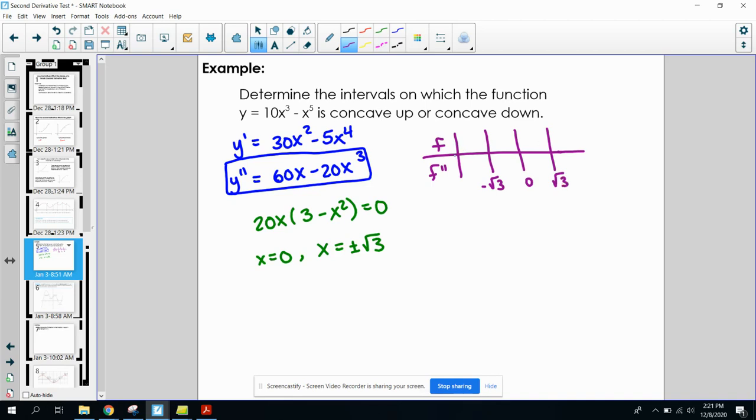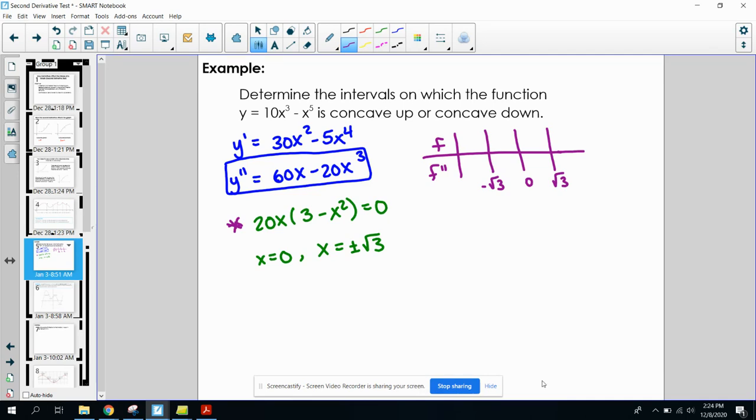So what I'm doing here is I'm picking a number that is going to be less than the square root of 3, and I'm going to plug that into the second derivative. So I can plug it into here, or I can plug it into the simplified one, which is where I usually like to plug it in. I don't care about the number, I care about the sign. So if it's positive, I'll put a plus. If it's negative, I'll put a minus. If the second derivative is positive, the original function will be concave up, and if it's negative, it'll be concave down.